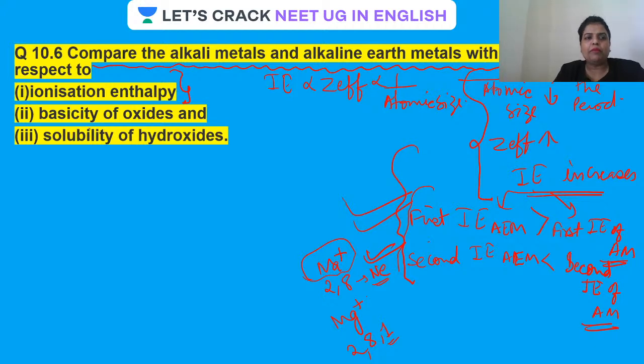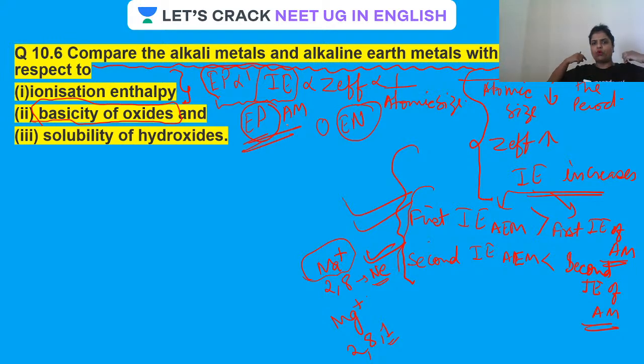The second one is basicity of oxide. Always remember that oxygen is an electronegative element. Now the one which is more electropositive, how will you compare electropositivity? Remember, electropositivity and ionization energy are related like this: less the ionization energy, more the electropositivity. So it is very clear that alkali metals are extremely electropositive. So their oxide has to be more basic. I'm repeating, their oxide has to be more basic.